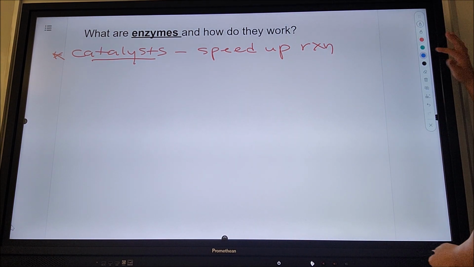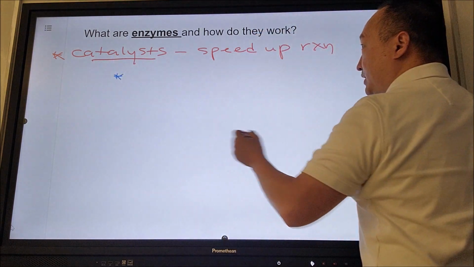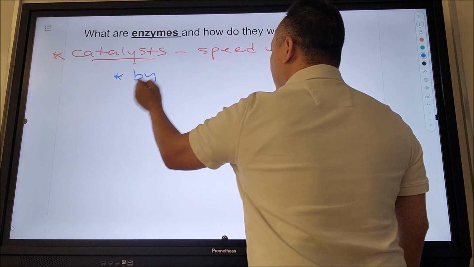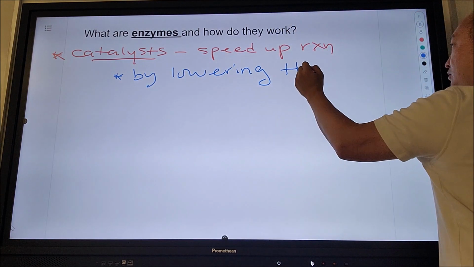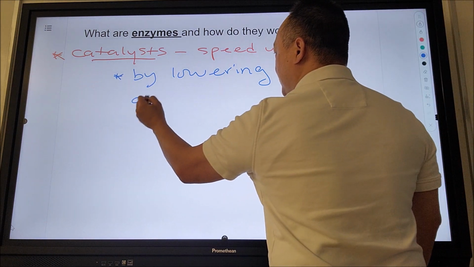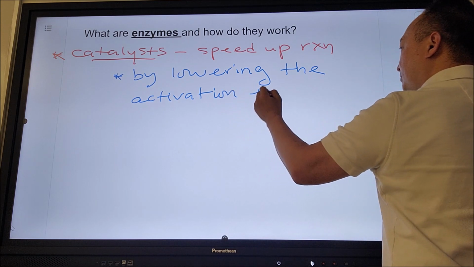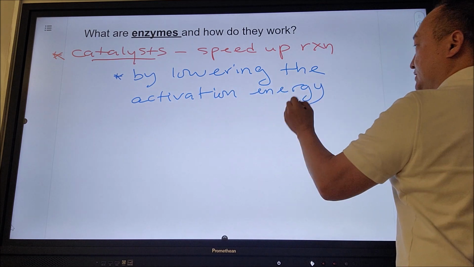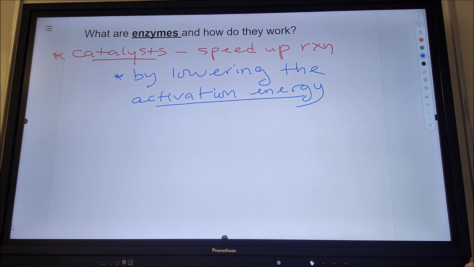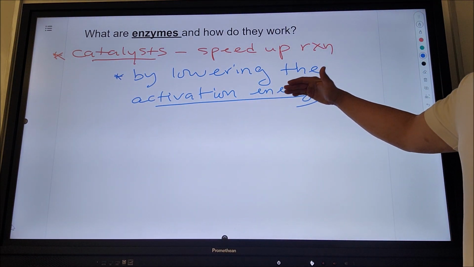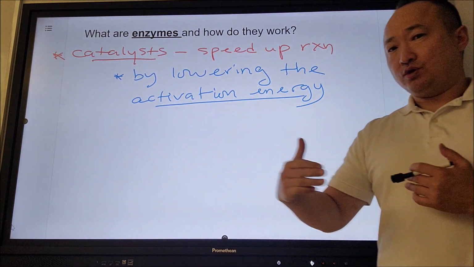All right, now the way they speed up reactions is by lowering what's called the activation energy. All right, so this is the number two, maybe important thing to know from this. Activation energy refers to the energy required by the reaction to proceed.